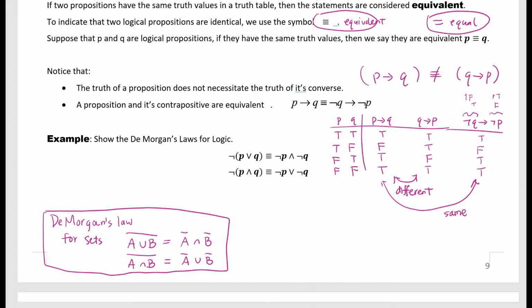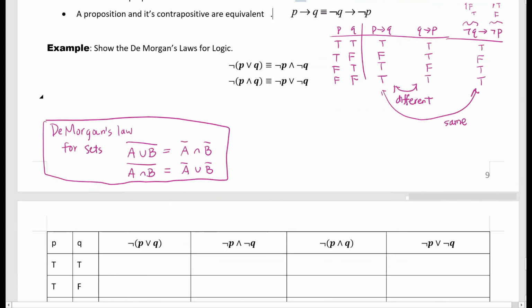The not really acts like the complement and the negative. So not (P or Q) is equivalent to not P and not Q. You also flip the or and the and. So or becomes and. And not (P and Q) is equivalent to not P or not Q. Okay, let's continue.